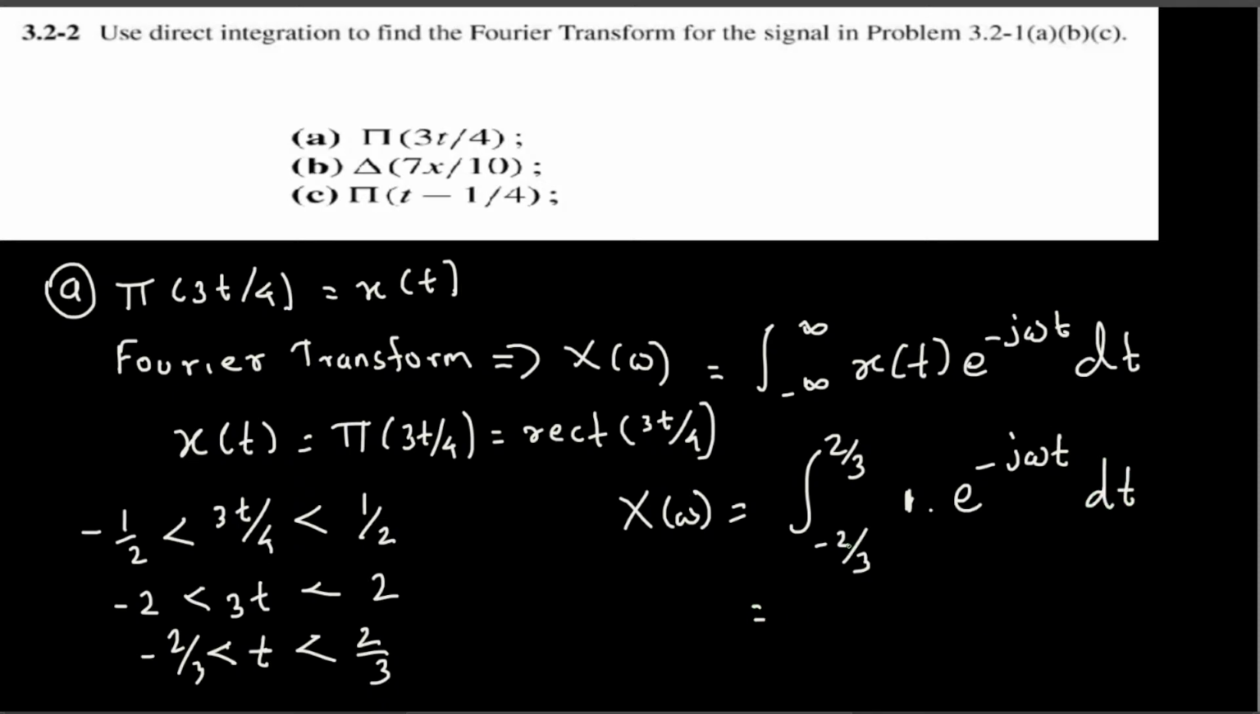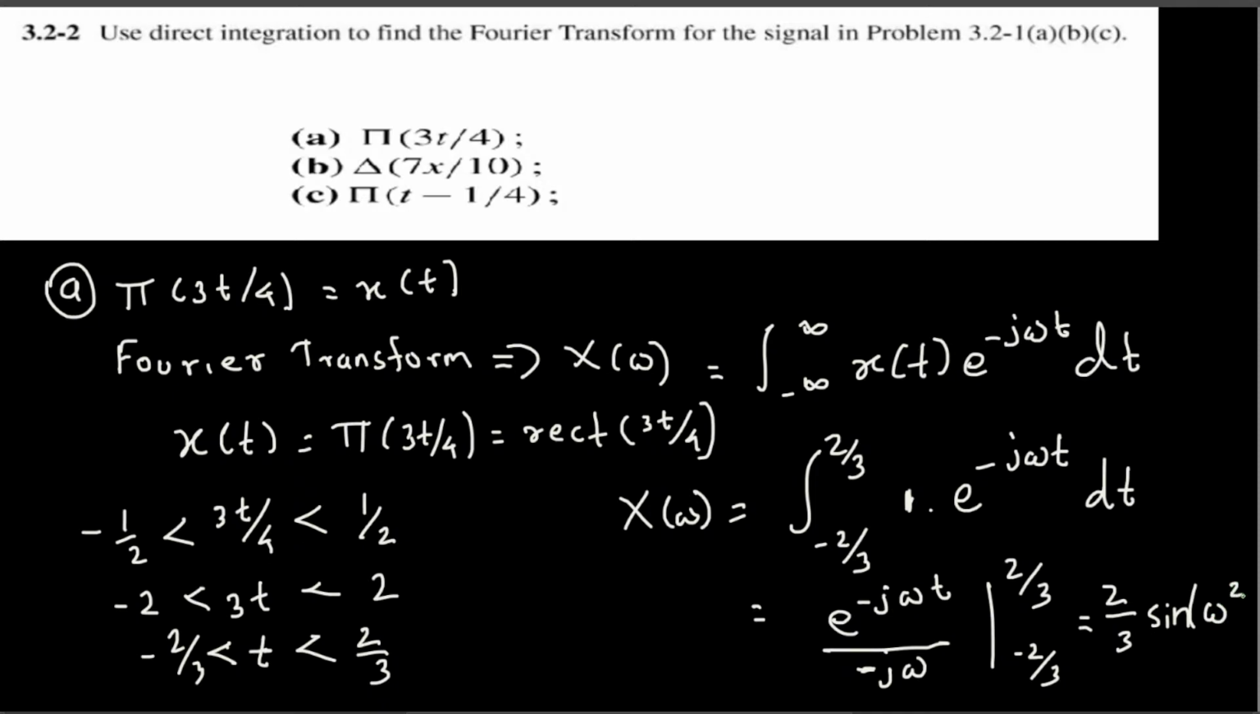If you do the integration, you end up with e to the power minus j omega t divided by the power without the t, so minus j omega, with the range from negative 2 by 3 to 2 by 3. Expressed in terms of sine, this is basically 2 by 3 sine of omega times 2 by 3. That's the answer for the A part.